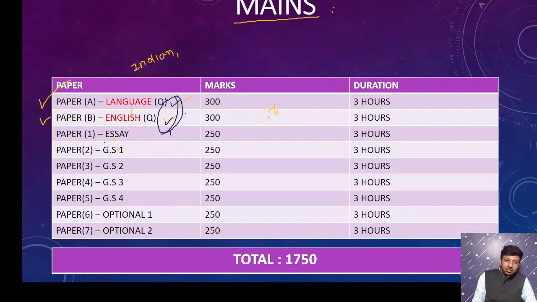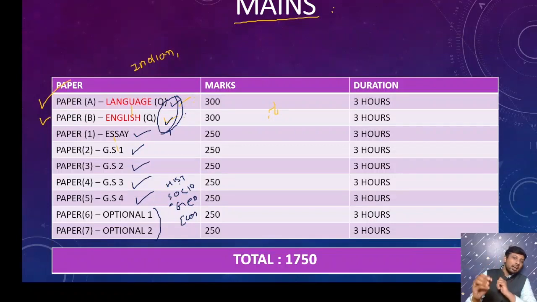And the next papers are paper 1, that is the essay paper, paper 2, general studies 1, general studies 2, general studies 3, general studies 4, and the optional paper divided into paper A and paper B, or paper 1 and paper 2. There are many optionals which you can select in the UPSC. How to select the optional we will see in a separate video. For example, sociology is a subject, geography is there, economy is there, history is there, like this multiple subjects are there.